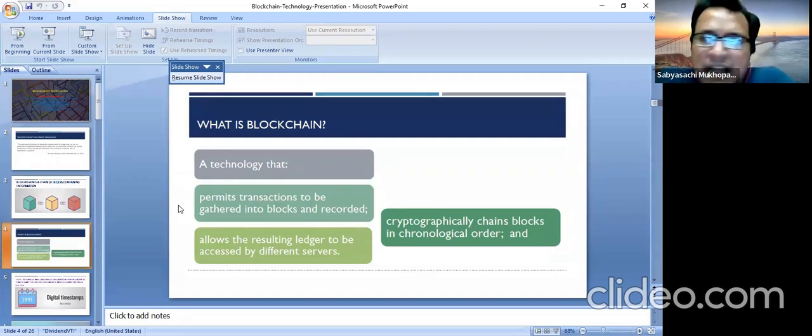In the blockchain there are three parts, which we will discuss very often. One part is the data, another part is the hash of the current data block, and the other portion is the hash of the previous block. So you can say that blockchain is a technology that permits you to do transactions with the help of blocks, where cryptographically these blocks maintain chronological order and give you a ledger, which can be accessed by different servers.